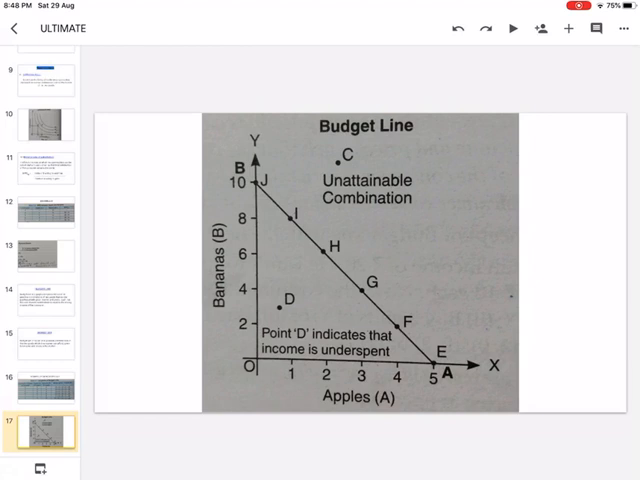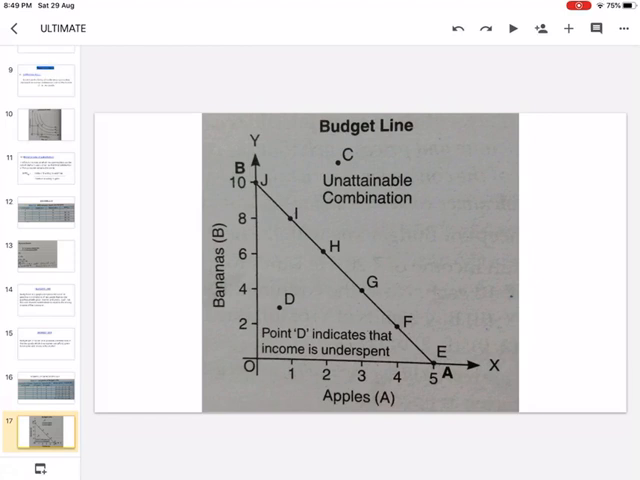Let's get it more simplified. I will just give you one simple example. Look at point D in this diagram before you. The point D is below the budget line. It's a certain combination of apples and bananas. He purchased it, but he does not spend his entire income on purchasing the goods, because if he had spent his entire income, he would have been on the budget line, right?